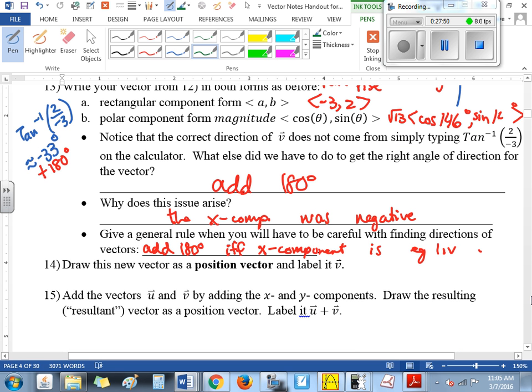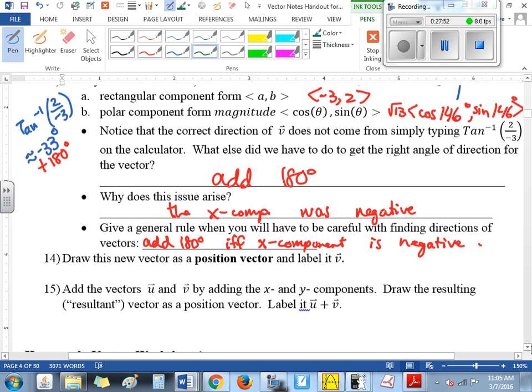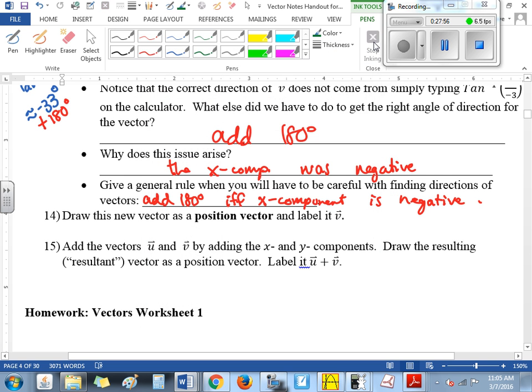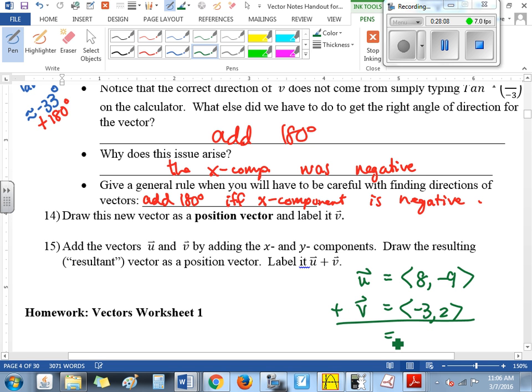Just real quick, just for kicks, do me a favor. Let's take the U from my first example and the V from your example. Remember, my U was 8, negative 9, and your V was negative 3, 2. See if you can figure out how to add those and draw it. See if you can come up with any interesting observations. It's really tomorrow's lesson, but I thought it'd be kind of fun to see if you notice anything cool.